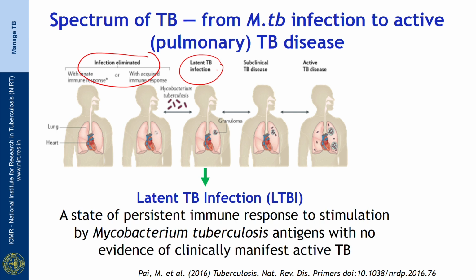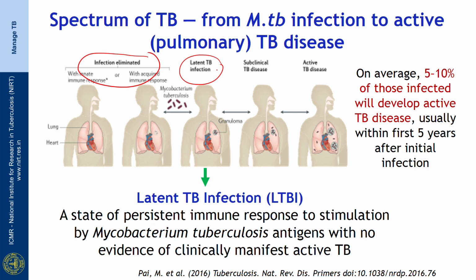Latent TB infection is a state of persistent immune response to stimulation by Mycobacterium tuberculosis antigens with no evidence of clinically manifest active TB disease. If the individual with latent TB infection has good host immunity, then there would be no reactivation of this infection. However, on an average 5 to 10% of those infected will develop active TB disease, usually within 5 years after initial infection. So, latent TB infection can progress to active TB disease.